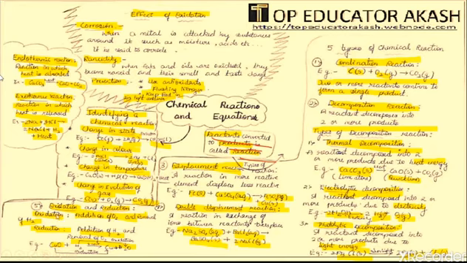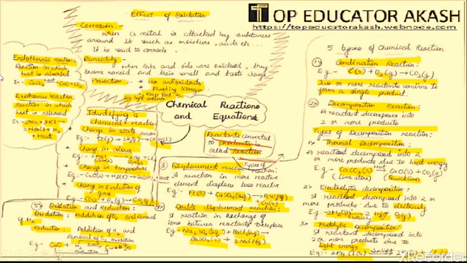The next reaction is the redox reaction. Here both oxidation and reduction processes take place. Oxidation is the addition of oxygen and removal of H2. Reduction is the addition of H2 and removal of O2.